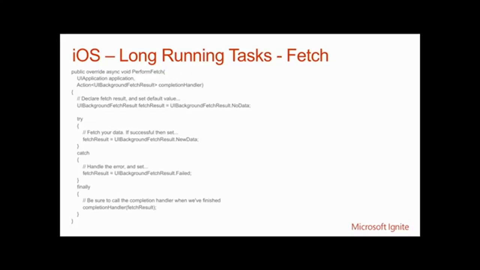So you'll see here, the first thing we're doing is declaring the fetch result. And what we have to do is return a valid value in there as quickly as possible. So there's no code in to actually go fetch data, but assuming that there is, if it works, we then set fetch results to new data, meaning new data has been received. If there's an error, we set it to failed, and then we call the completion handler and pass in that result that we've just set.